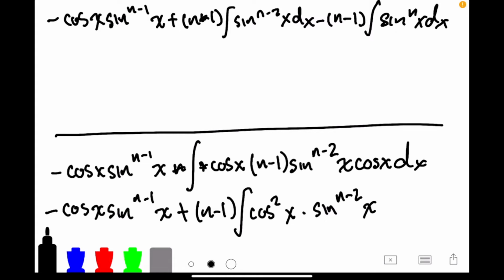So basically where this came from, this sine n of x originates from this cosine over here. So what they did is they did 1 minus sine squared of x, and that sine squared, where did it come from?